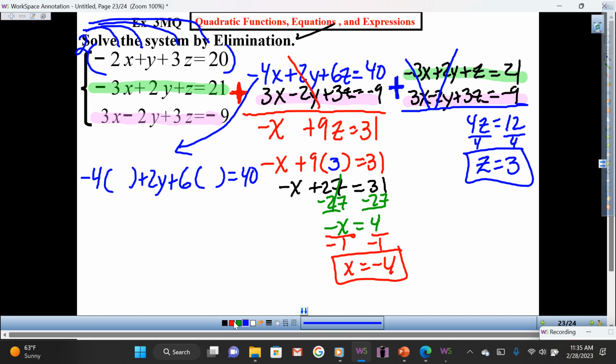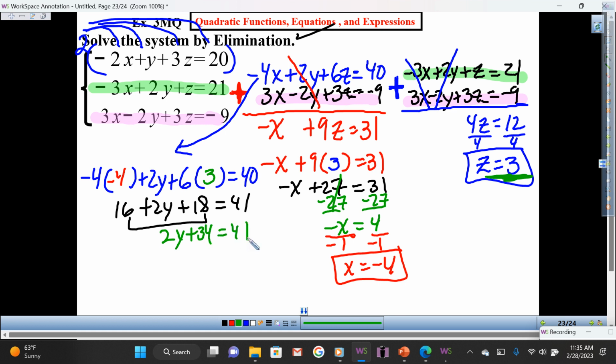We substitute negative 4 for x. We substitute, I'm going to use green for z so I can see it. There it is. All right, let's see. This is 16 plus 2y plus 18 equals 41. Combine like terms. So that gives me 2y plus 34 equals 41. Is that correct? Oh, 40.